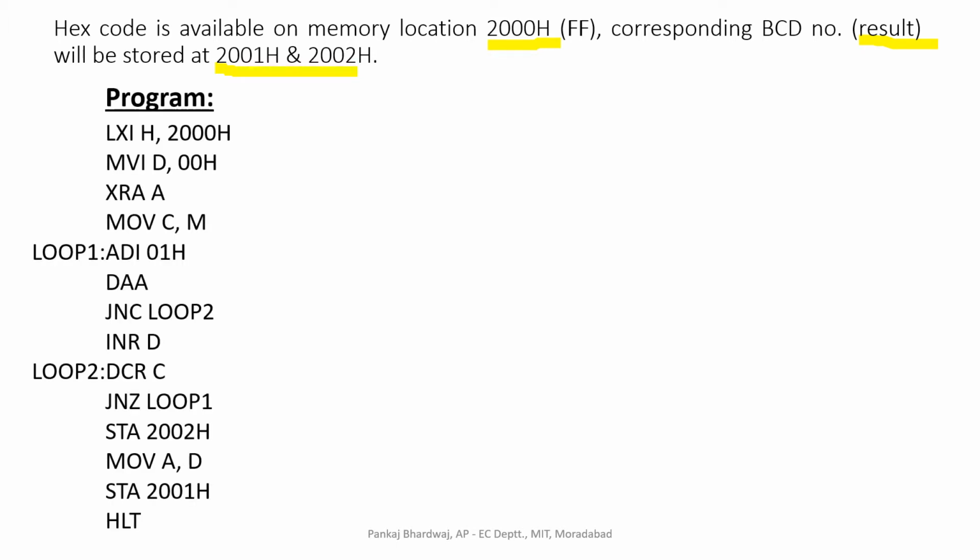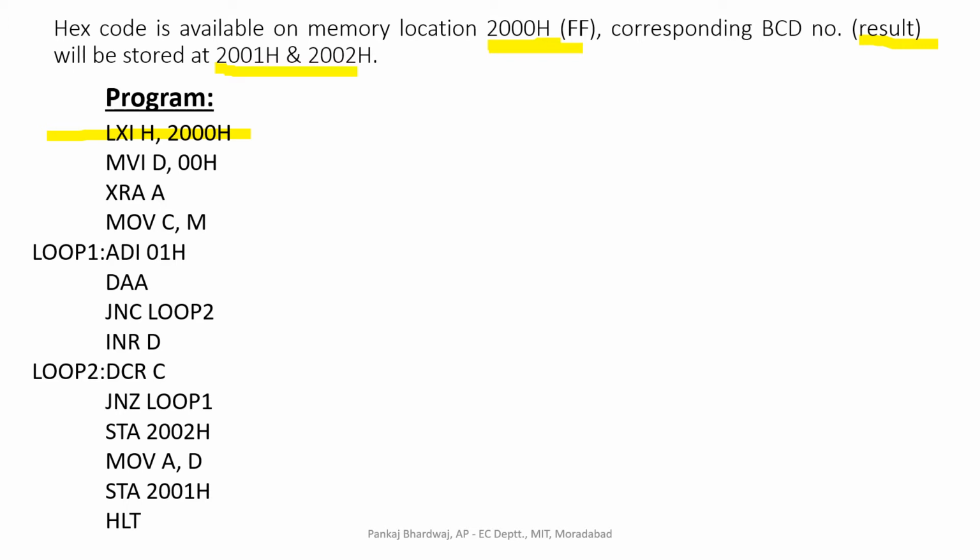First, as we know that the number is stored in the memory location that is 2000, that means first we need to load this particular memory location into the HL pair so that we can easily call the number. And basically we need to convert it in two different parts, because if we see FF in a hexadecimal number, that corresponds to 255, that will be the BCD number.